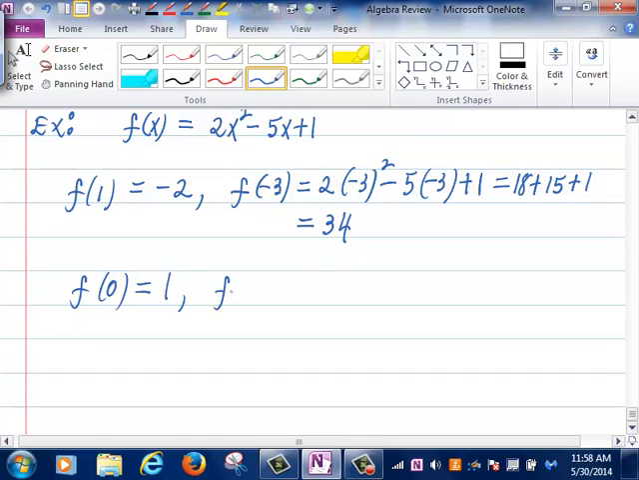What is f of a? Yeah, just replace x by a, right? So you get 2a squared minus 5a plus 1.